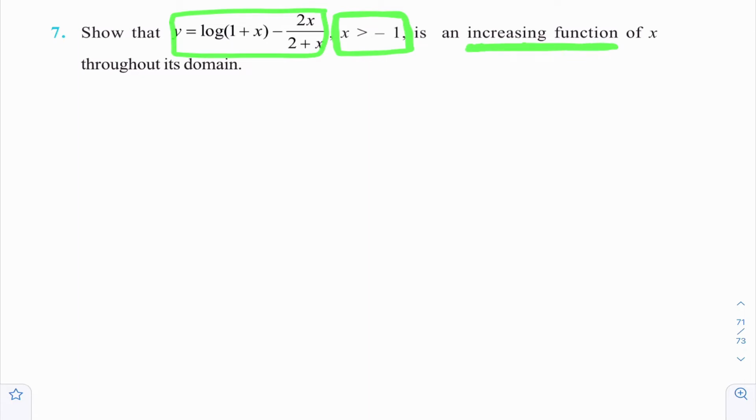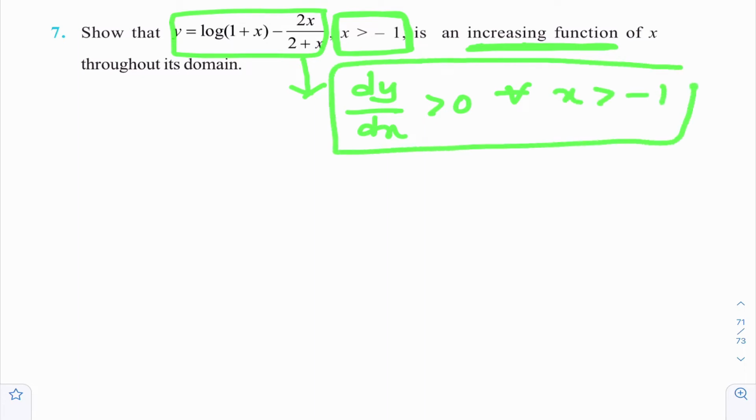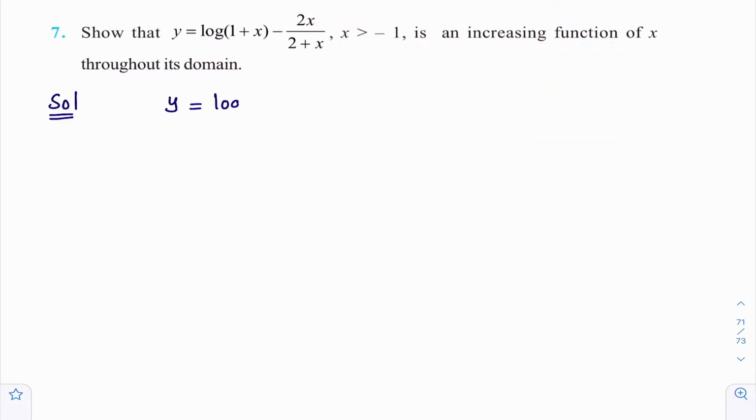So what I'll do, I'll calculate dy by dx and I'll prove that dy by dx is greater than 0 for all x value greater than -1. If I can prove this, then I can say that this function is increasing function of x throughout its domain. Given function is y equal to logarithm of 1 plus x minus 2x divided by 2 plus x. Now you differentiate this with respect to x on both sides.